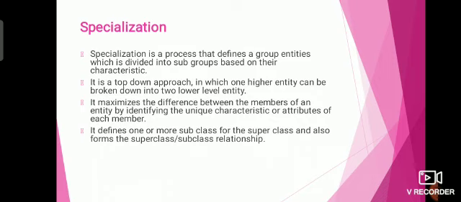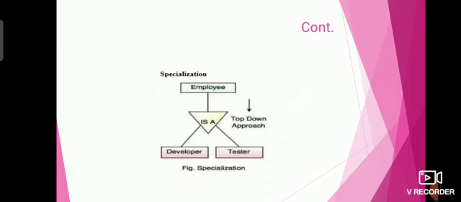Next, specialization. It is the process that defines a group of entities which is divided into subgroups based on their characteristics. It is the reverse process of generalization. Here the approach is top-down, in which one higher entity can be broken down into two lower level entities. For example, this is an example for specialization. Employee is a more generalized entity which may be considered as specialized entities like developer or tester. The employee may be a developer or tester.